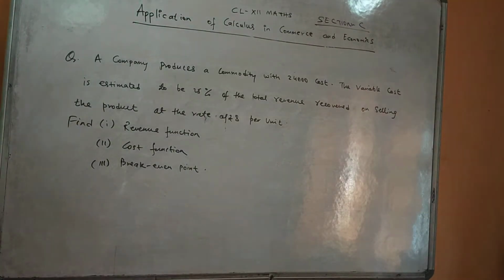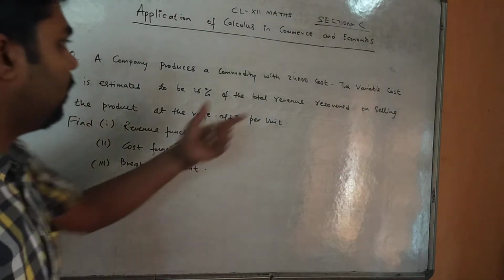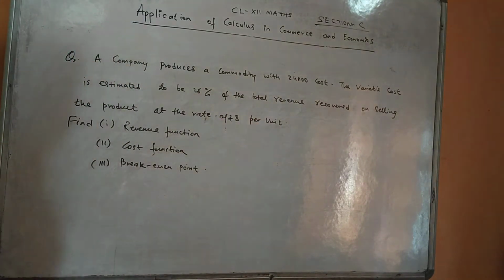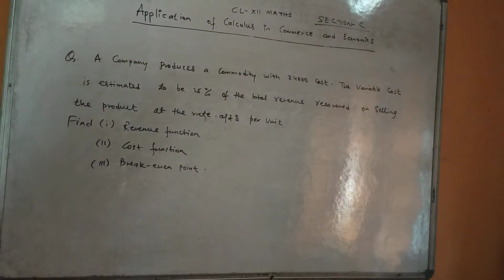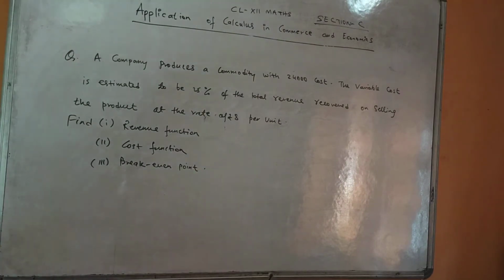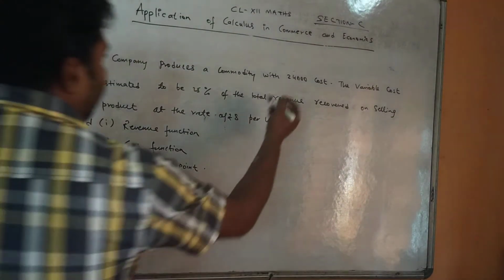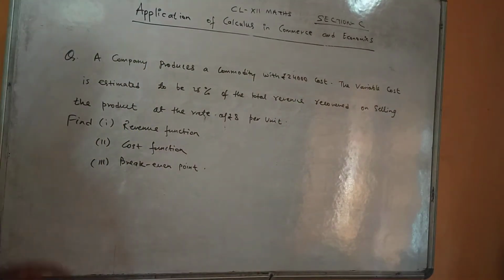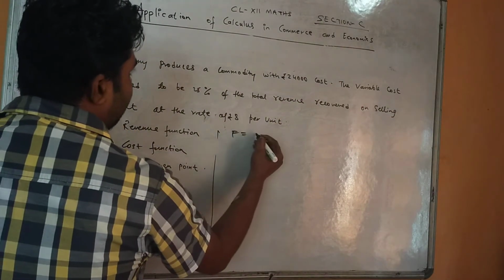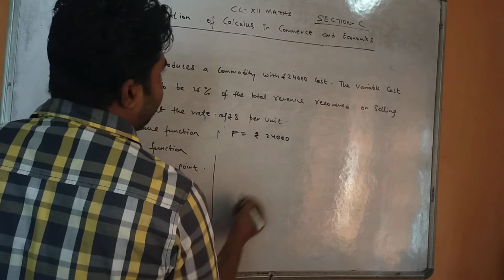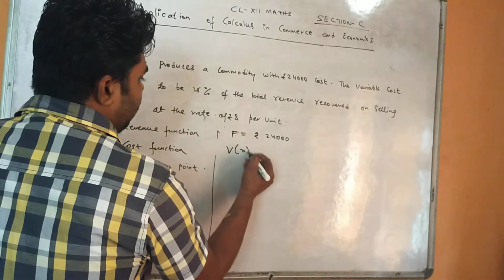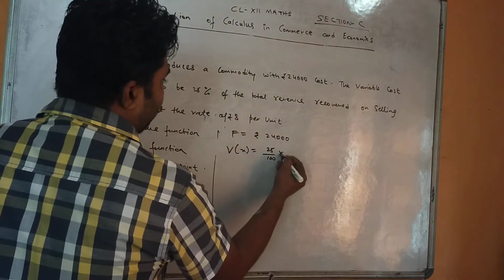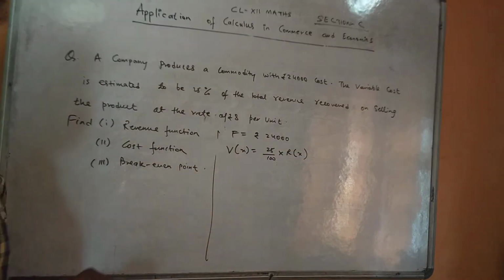So next question, we have a company that produces a commodity with 24,000 cost. The variable cost is estimated to be 25% of the total revenue recovered on selling the product at a rate of rupees 8 per unit. So you see, in this question we are given a fixed cost of rupees 24,000. So we'll write now here, what is F here? F is given here, rupees 24,000, right? The variable cost is estimated to be 25% of the total revenue. That means variable cost is given by 25% of total revenue. This is the statement which is given in the question.